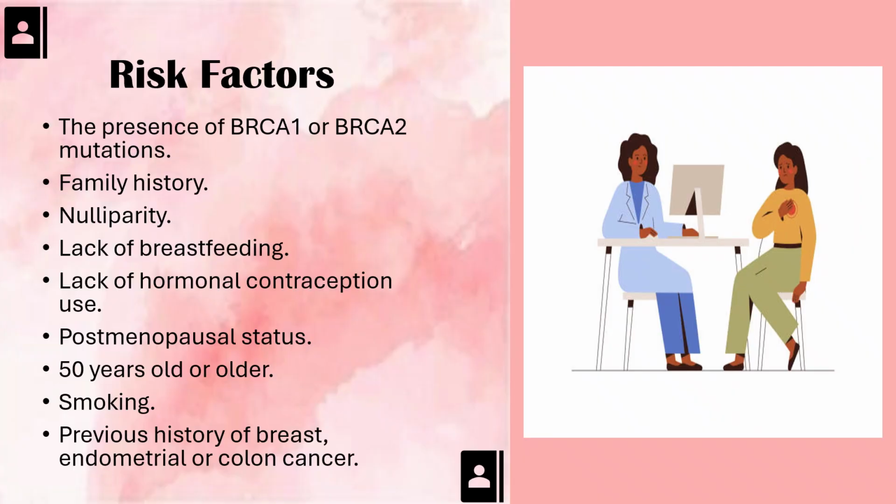Risk factors associated with a greater risk of developing ovarian cancer include the presence of BRCA1 or BRCA2 mutations. These are genes that produce proteins crucial for repairing damaged DNA, thus helping to prevent cells from growing and dividing uncontrollably, which can lead to cancer. Other risk factors include family history, nulliparity, lack of breastfeeding, lack of hormonal contraception use, postmenopausal status, 50 years or older, smoking, and a previous history of breast, endometrial, and/or colon cancer.